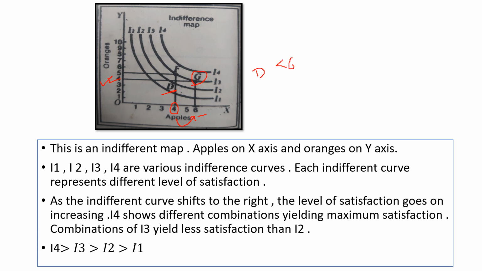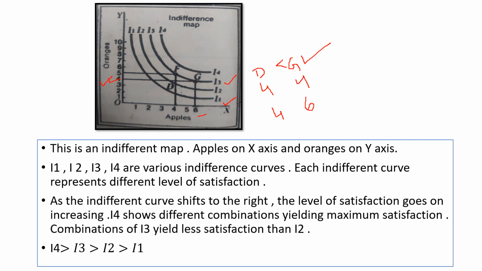G is giving you more satisfaction because the number of oranges is the same in case of D and G. Here 4 oranges, here also 4 oranges, but apples here are 4 and apples here are 6. Therefore, we come to the conclusion that G is giving you more satisfaction. I3 is giving you more satisfaction as compared to I1. Clear?